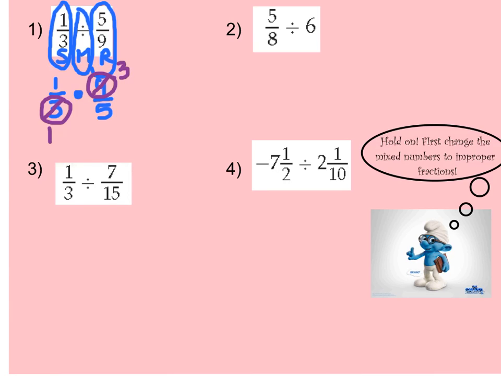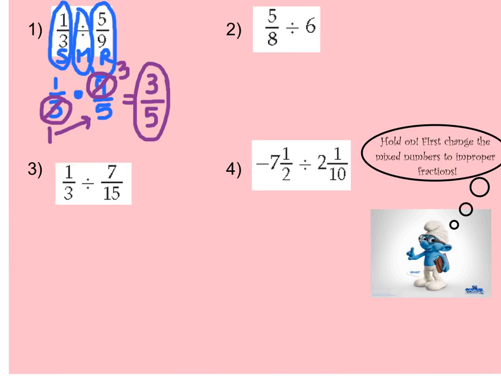Once we have everything reduced, we're going to multiply our numerators. 1 times 3 is 3, and then multiply our denominators. 1 times 5 is 5. So our answer is 3/5. All right, go ahead and pause the video, write down number 2, and then we'll go over that one.